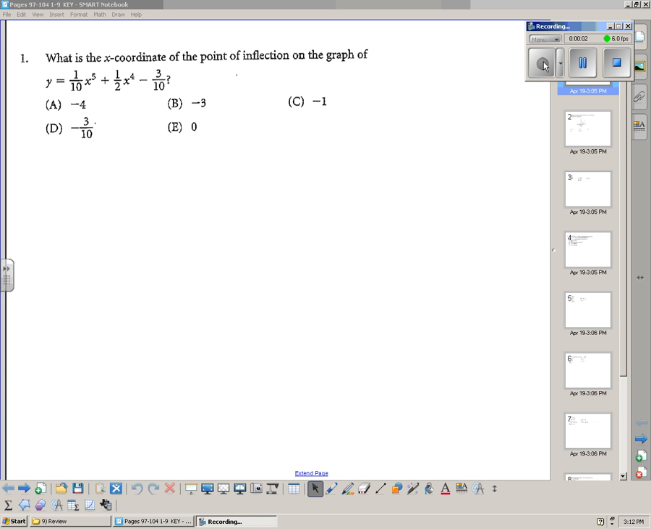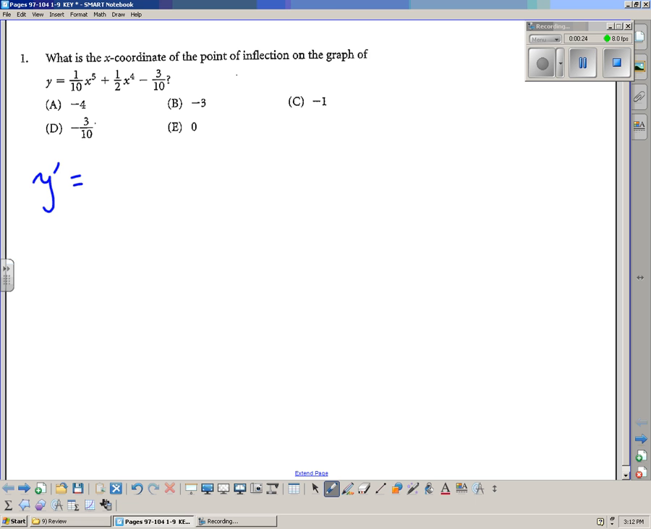This is the movie for pages 97 to 104, numbers 1 through 9. Number 1 says, what is the x-coordinate of the point of inflection of the graph of y equals 1/10 x to the 5th plus 1/2 x to the 4th minus 3/10? For a point of inflection, we need to find the second derivative.